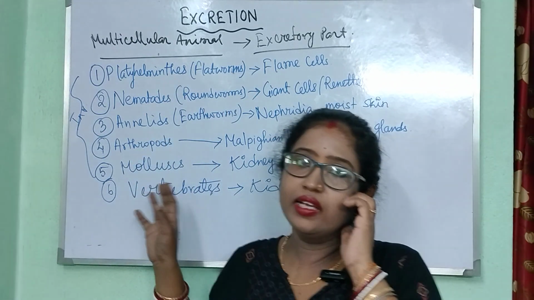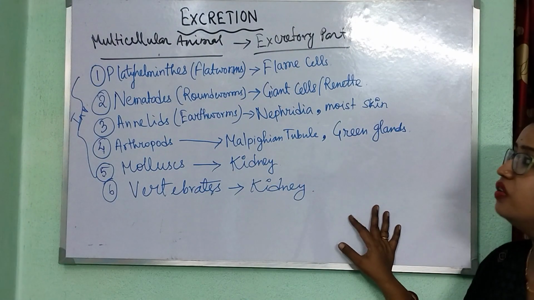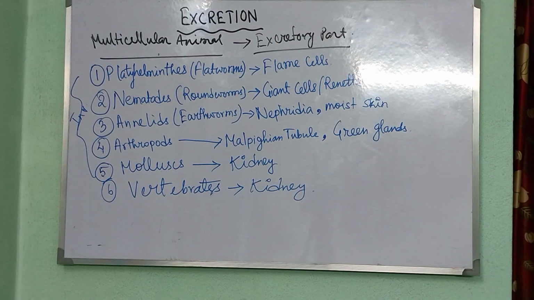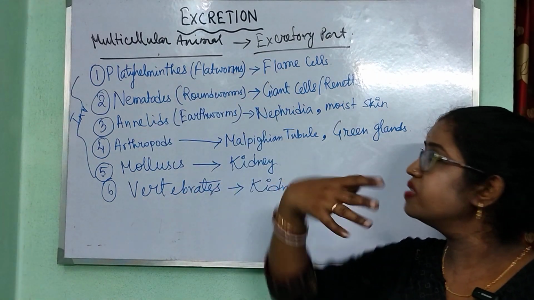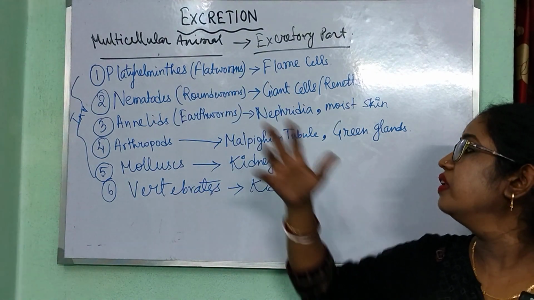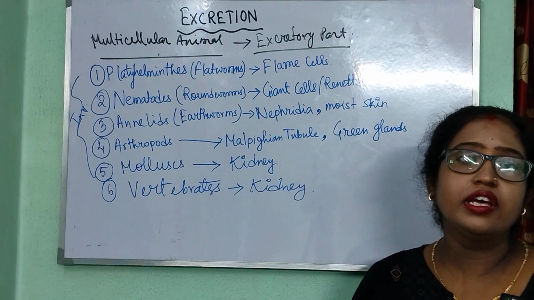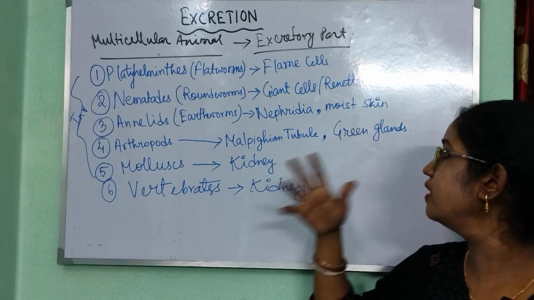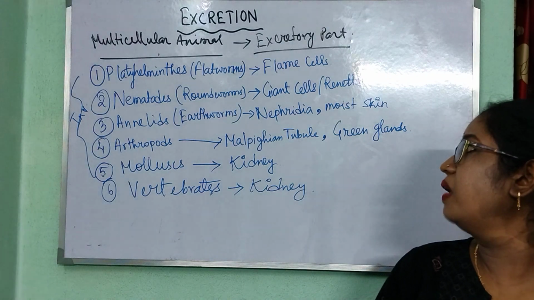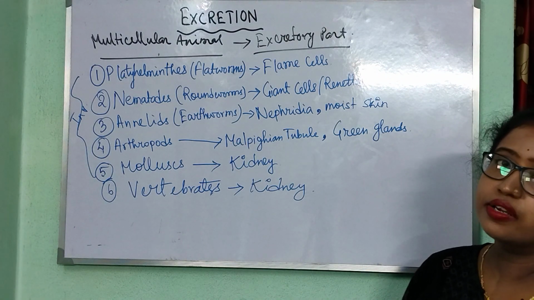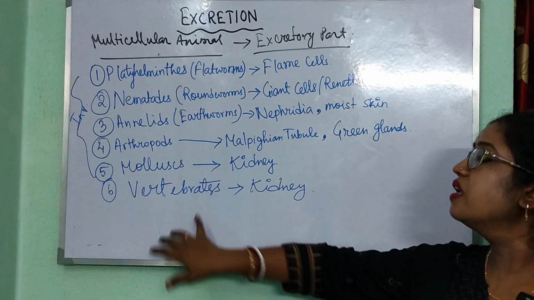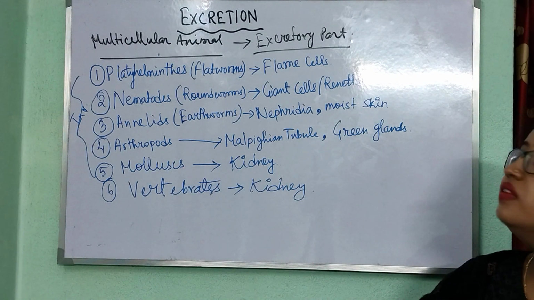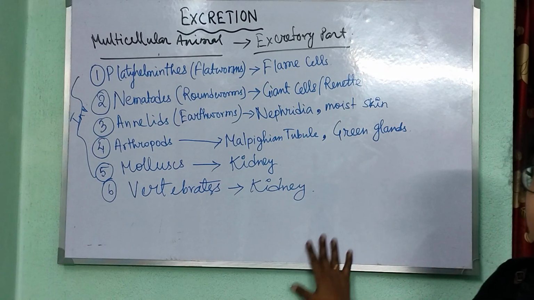You can take a screenshot of this board. So platyhelminthes or flatworms have flame cells. Nematodes, the roundworms, have renette. Then the annelids or earthworms have nephridia and moist skin. Arthropods have Malpighian tubules and green glands as their excretory organ. Then mollusks and all the vertebrate groups have kidney as their excretory organ.